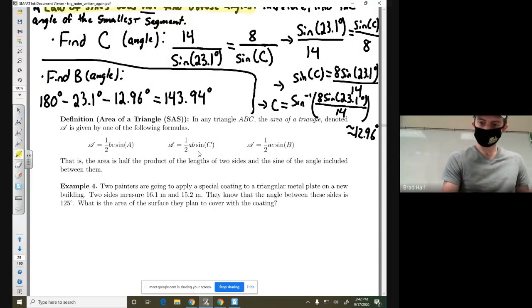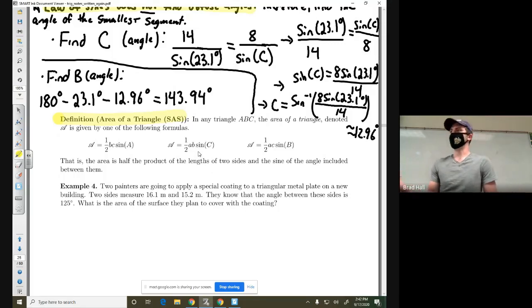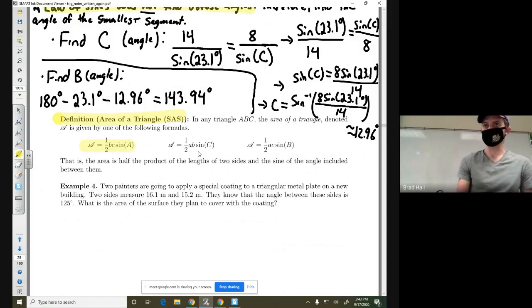So the area of a triangle, you might know or might remember the formula for it, 1/2 base times height. But you might look at these formulas and think, well, that's not 1/2 base times height. And the reason why is you don't always know what the base is. You don't know what the height is. So what's a way of knowing if you're given different information about the triangle?